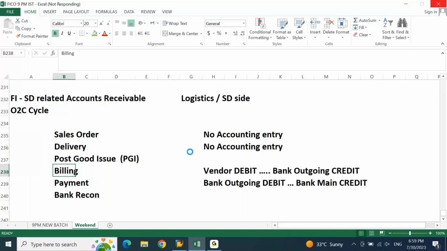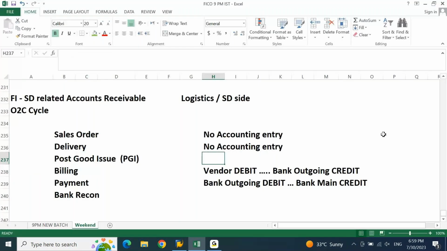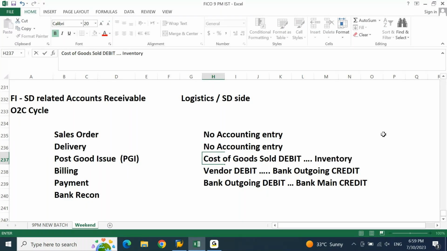So when we are issuing the goods, we need to write cost of goods sold will be debit and inventory or material account will be credit. Inventory account, material account or stock account will get credited. Your cost of goods sold account will get debited. This is the accounting entry that we write during the PGI, in short, post goods issue.